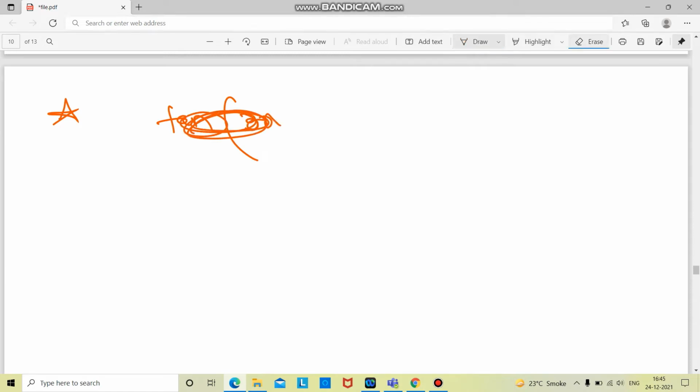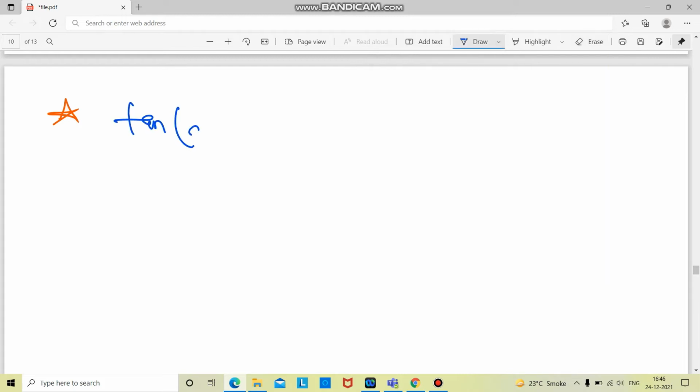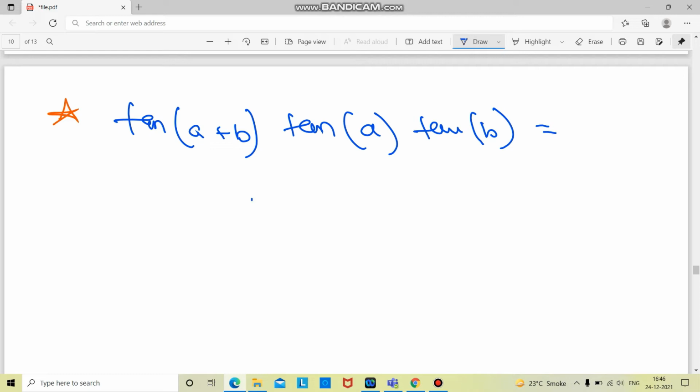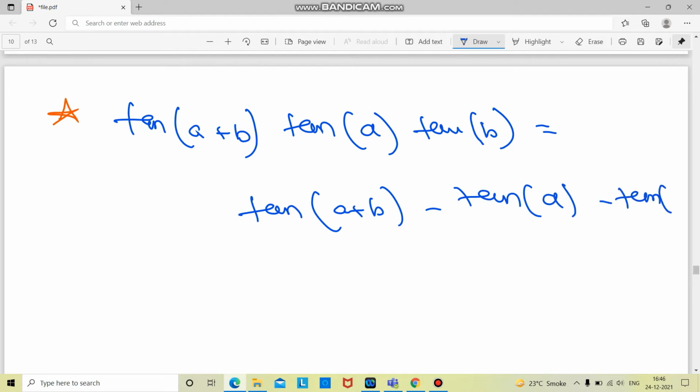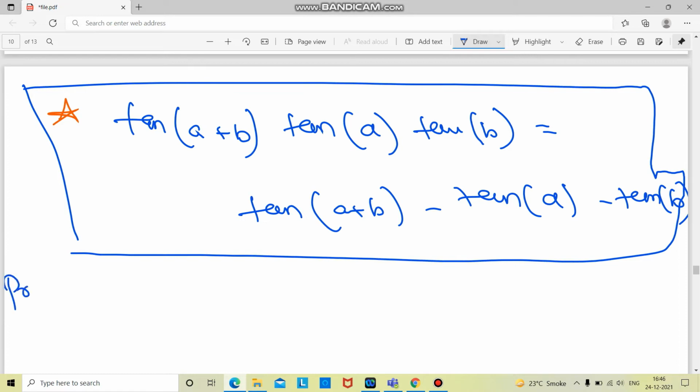Tan 3x, or you can write it in general format, as tan of a plus b into tan a into tan b. This is actually tan a plus b minus tan a minus tan b. Just you have to use this formula. We can prove it also.